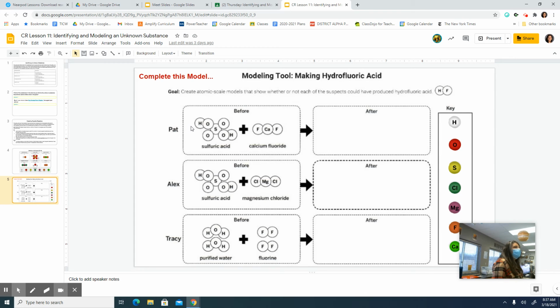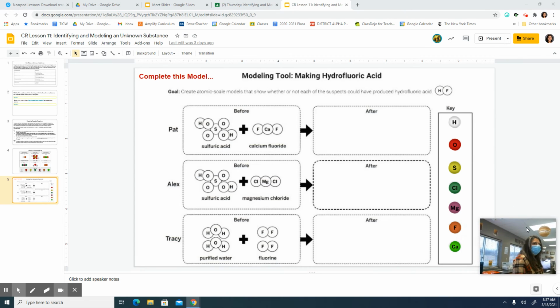First up, we have Pat. Here's what Pat purchased: sulfuric acid and calcium fluoride. Could Pat have made our acid? Do you think Pat could have made our acid? What do you think, Nathan? Yes. How come? Because you have the hydrogen in the sulfuric acid and the fluoride in the calcium fluoride.